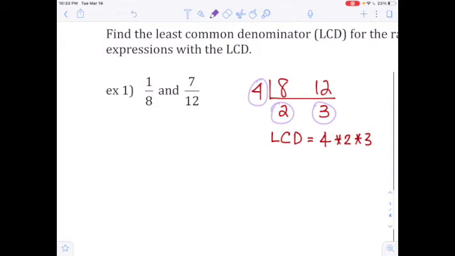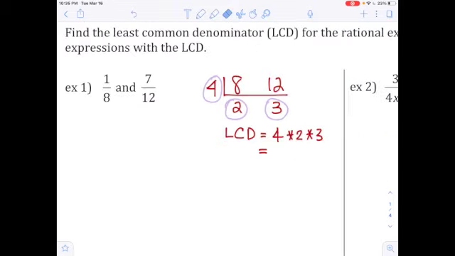Before, we were only multiplying the sides. That is your greatest common factor. Greatest common factor means what they both have in common. And the lowest common denominator means the smallest number that both can divide into. In this case, when you work out that problem, 4 times 2 is 8, and 8 times 3 is 24. Therefore, 24 will be your lowest common denominator.